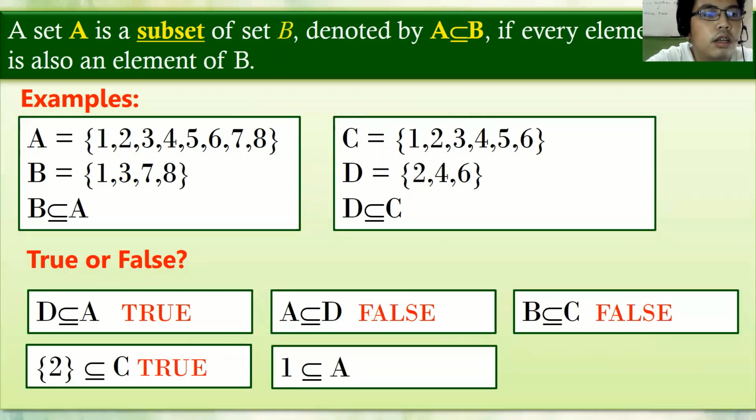Next one. 1 is a subset of A. The 1 there is not enclosed in braces. So it is not a set, and therefore that is not a subset. That is false. Take note, when you write a set, it should be enclosed by a pair of braces. But if it's not, it's simply an element.